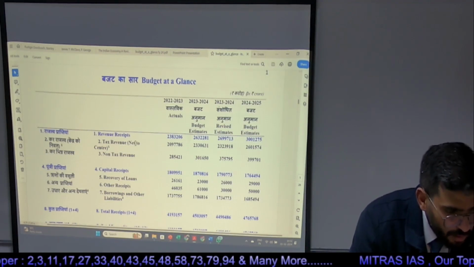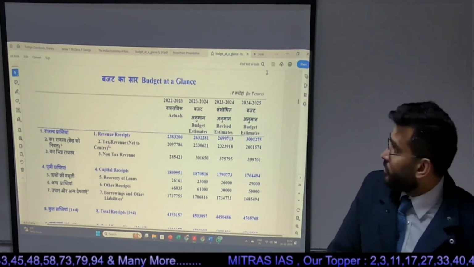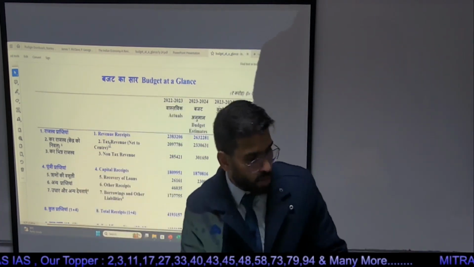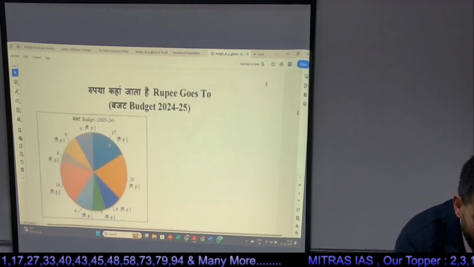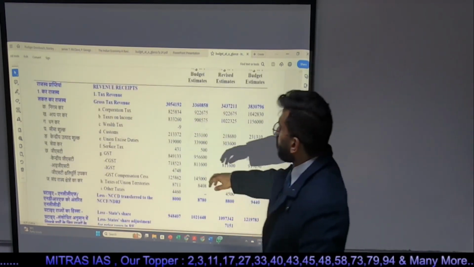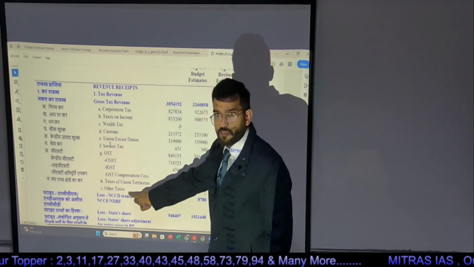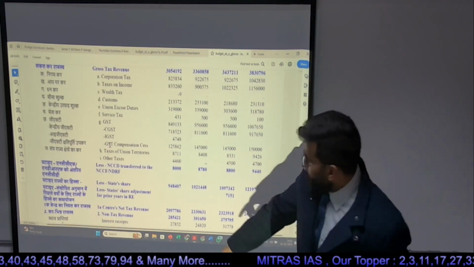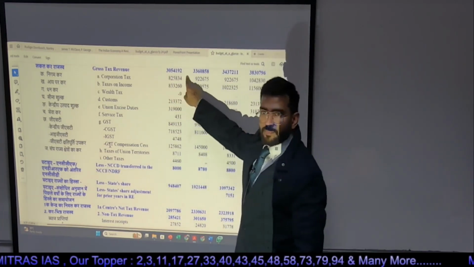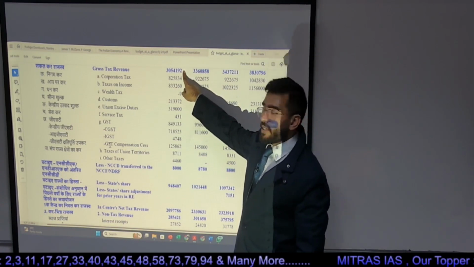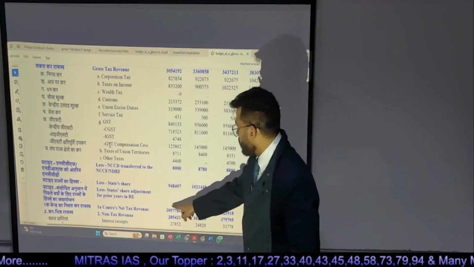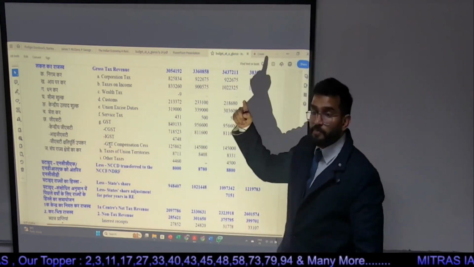Can you see? Receipts, tax revenue, net to center. Can you see this term? Net to center. What does that mean? From all the revenues that it has calculated, I'll show it to you in a much more disaggregated way. See this. Can you see? This is called gross tax revenue. You have collected money from all these sources. Then can you see? Less states' share. So of this money, the Finance Commission says 41% will go to states. So the center will be left with the center's net tax revenue. This is here, net tax revenue. This is the same figure that you will see on the previous page.